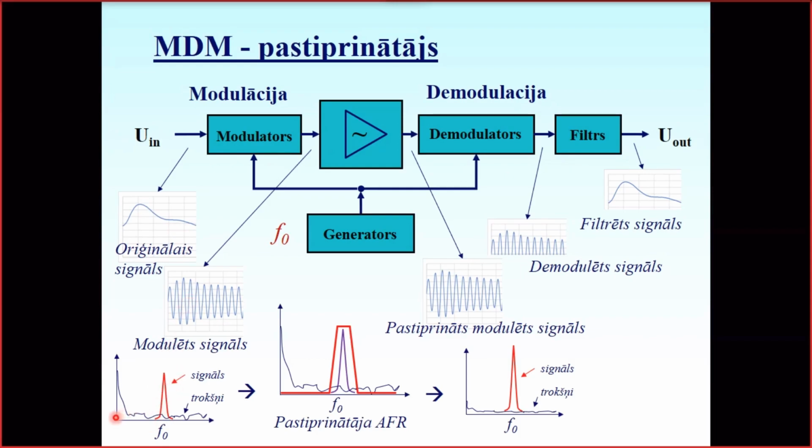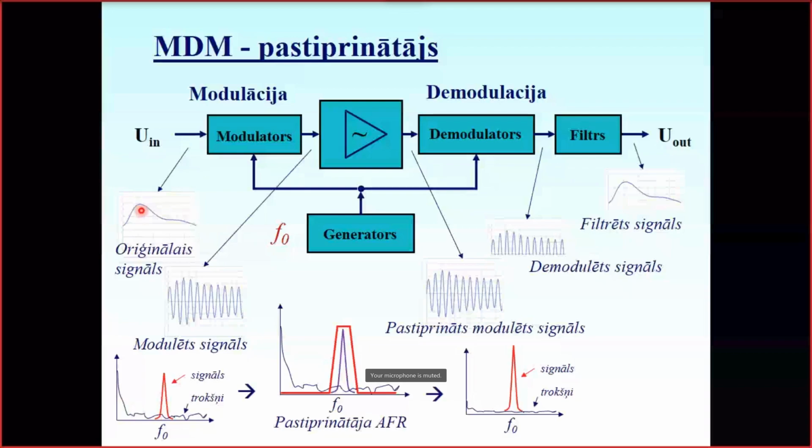It will be shifted to F0. If the original signal occupies some band in the vicinity of the DC frequency, then the modulated signal occupies the same band, but in the vicinity of the frequency F0. If F0 is high enough, the relative width of the spectrum of the signal will be much lower.